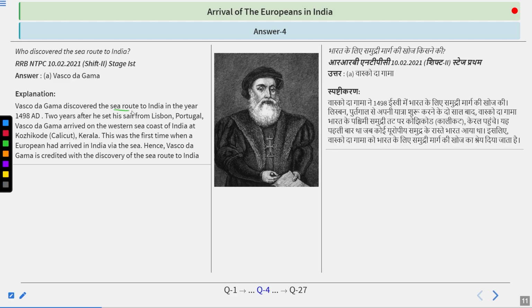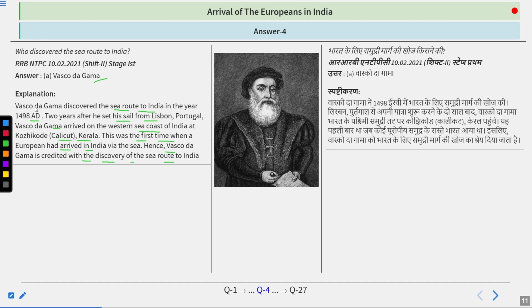So Vasco da Gama discovered the sea route to India in the year 1498, after he set sail from Lisbon. Vasco da Gama arrived on the western sea coast of India at Kozhikode, Kerala, which at that time was known as Calicut. This was the first time when a European had arrived in India via the sea. Vasco da Gama is credited with the discovery of the sea route to India.